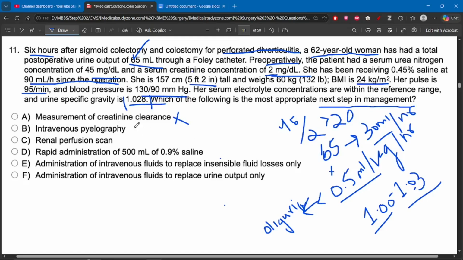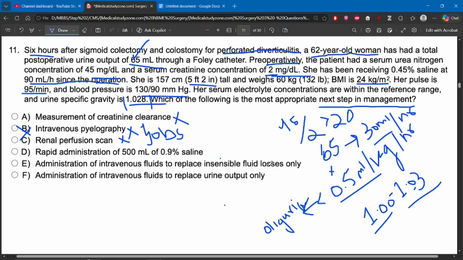This is wrong. Intravenous myelography is wrong. And with that, renal perfusion scan is also wrong because, first of all, they're not asking us imaging, they're asking us management. And even if we don't differentiate between the words, this is usually done in an obstructive pathology, right? Or any vascular pathology. So you're going to check a renal infarct from renal perfusion scan. Both of them are not needed right now.